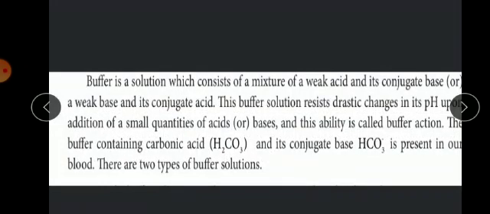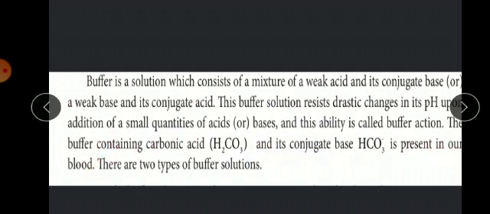Buffer is a solution which consists of a mixture of a weak acid and its conjugate base, or a weak base and its conjugate acid. This buffer solution resists drastic changes in its pH upon addition of small quantities of acids or bases, and this ability is called buffer action. The buffer containing carbonic acid H2CO3 and its conjugate base HCO3 minus is present in our blood.